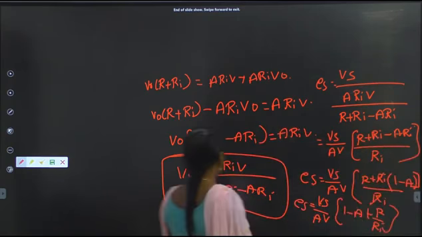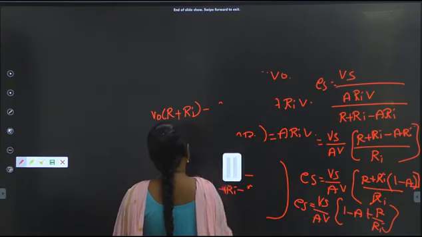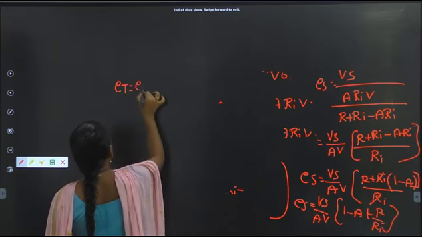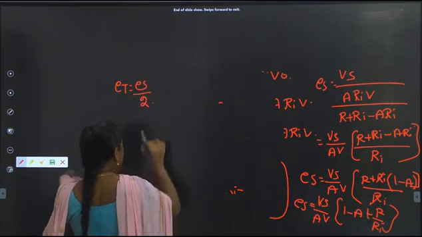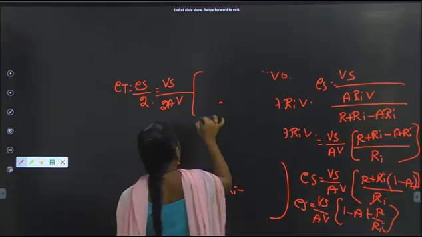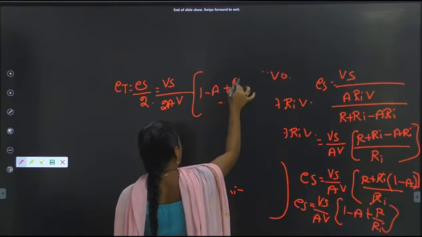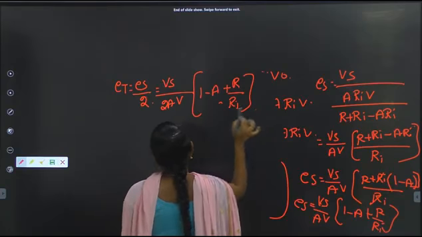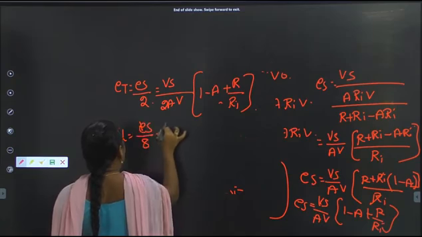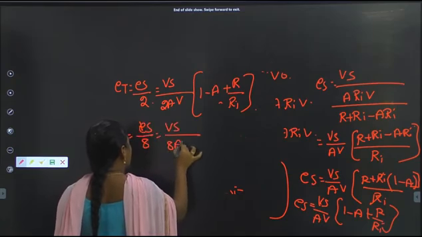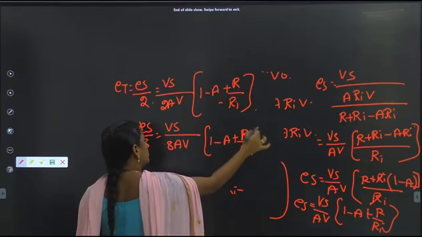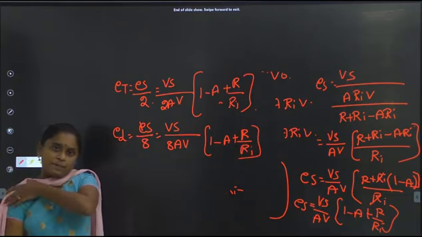And coming to the transmission error, as we know, the transmission error Et is equal to Es by 2. What is Es? That is Vs by AV into 1 minus A plus R by Ri, so Et is Vs by 2AV times that. And Ed is equal to Es by 8, that is Vs by 8AV into 1 minus A plus R by Ri. So these are the errors of the bootstrap circuit.